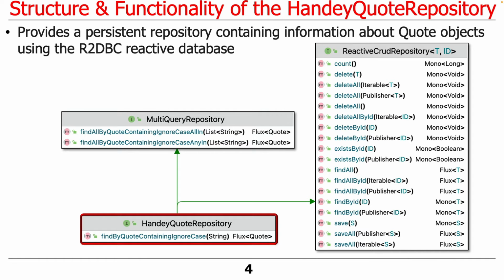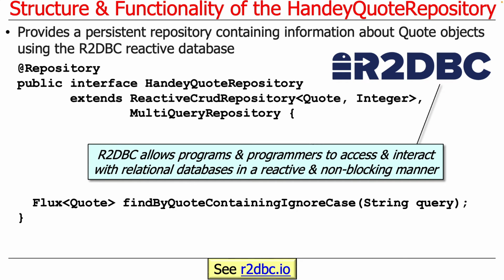So what we're doing is providing a persistent repository that contains quote objects, and we use the R2DBC reactive database as the means for querying and accessing the contents reactively. The Handey quote repository is actually an interface that is going to extend two other interfaces: a multi-query repository that we write, and the reactive CRUD repository that we get out of the box from R2DBC. So here's what the code actually looks like.